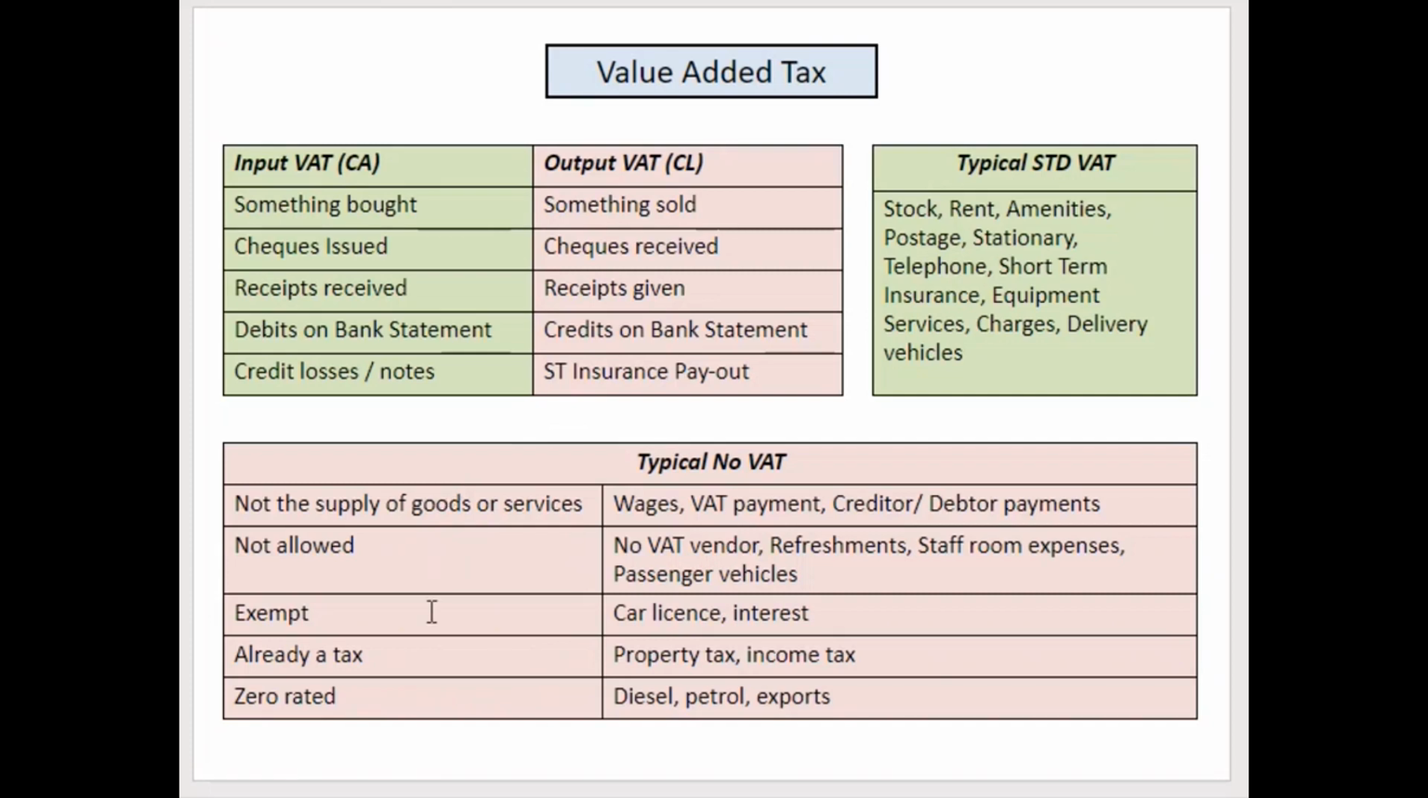Okay. Then there are certain things that are exempt from tax. Car license and interest are two of those. Some things are already a tax, property tax and income tax. So if you have a property tax or income tax or your VAT payment, you submit your return, but you still have time to make the payment, then by the time you make the payment, you can't pay that on VAT again. And then there are certain things that are zero rated, like diesel, petrol, and this important one, exports.